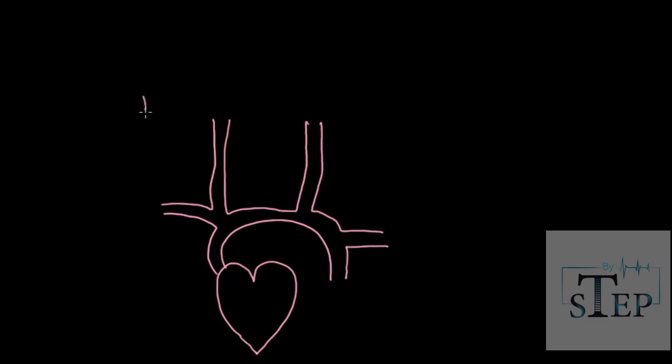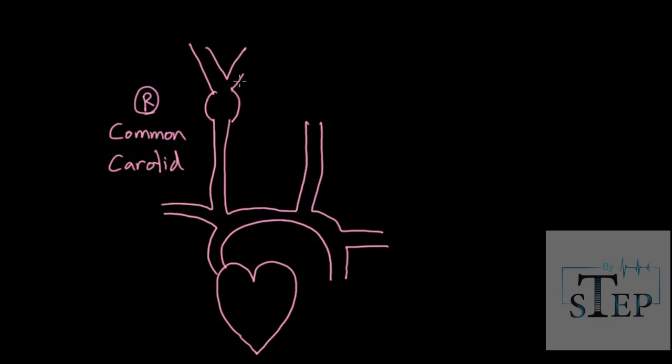So out here on this right side, we have the right common carotid artery. And it's called the common because eventually what's going to happen is it's going to kind of bulge here, and then it's going to split. And it's going to split into the internal branch. This is kind of going inside, and the external branch over here. So this would be called, for example, the right external carotid artery.